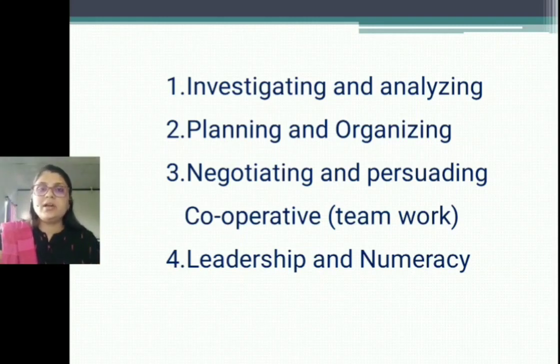Negotiation is what? You should compromise in your communication skills. Suppose there are two persons, A and B, and they want to negotiate with each other. Why? Because person A has different ideas and thoughts in their mind, and person B has different thoughts and ideas in their mind. They want to make a deal between them.